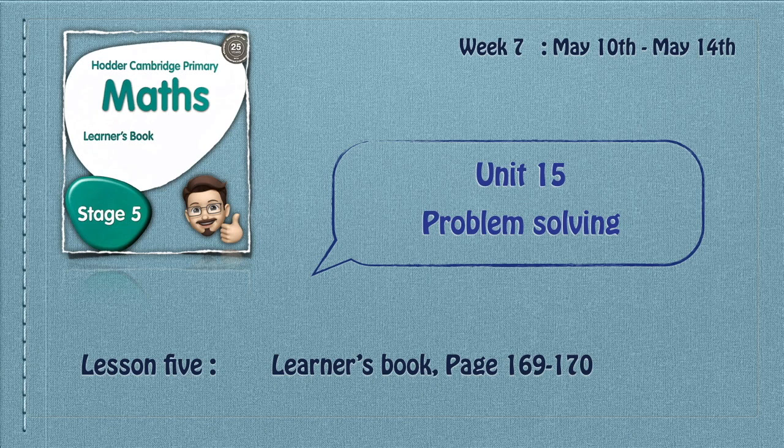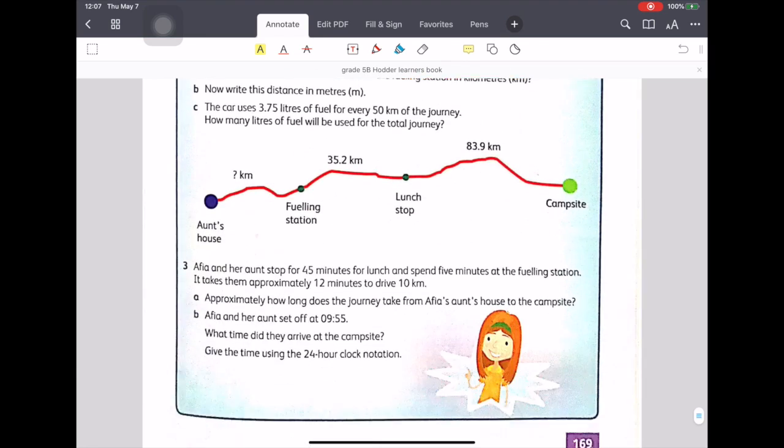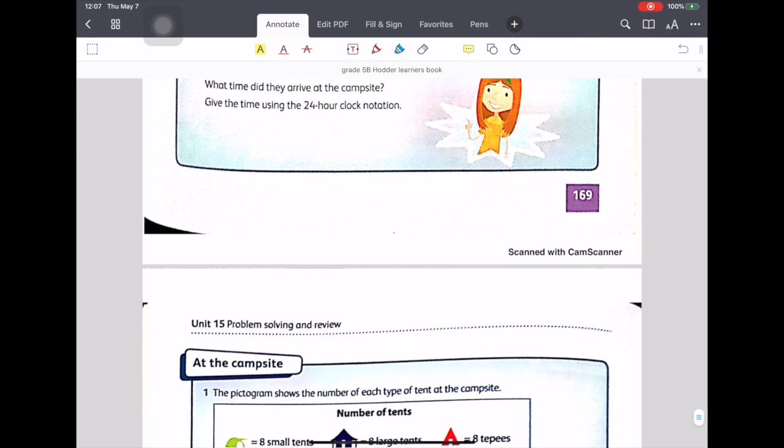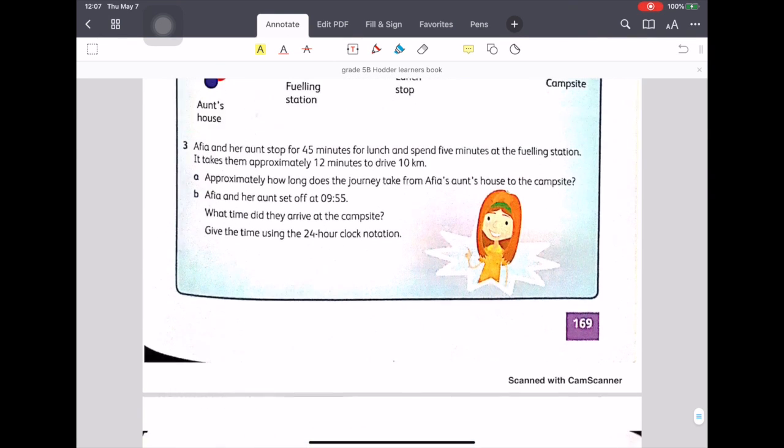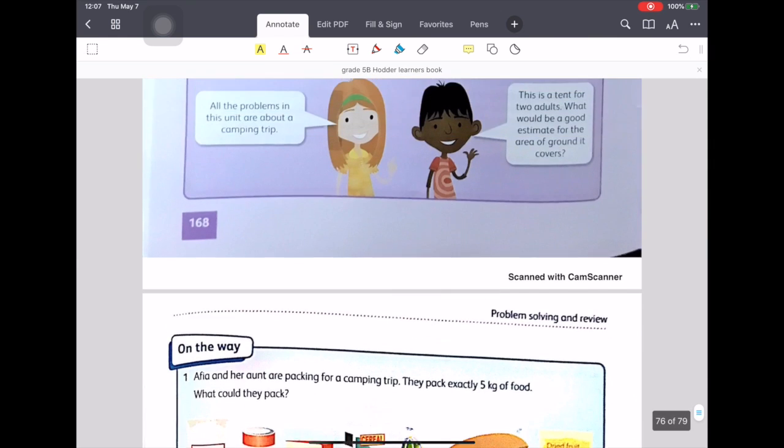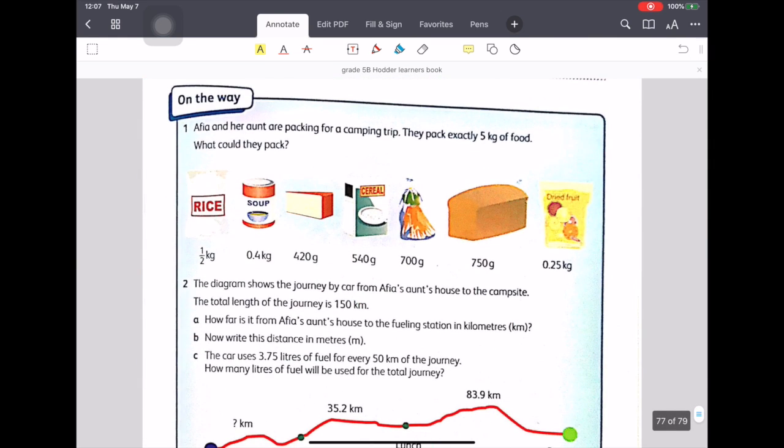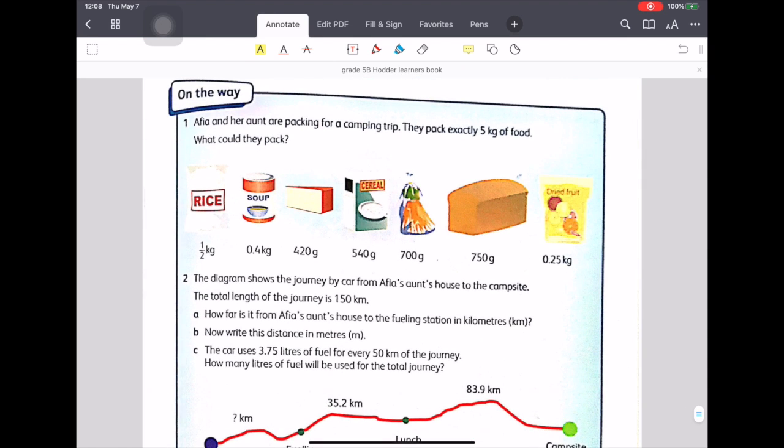Today is lesson 5 and we're going to cover pages 169 and 170, which is going to be about problem solving. Grab your books, your copybooks, and let's get started. Okay, we have a series of questions on page 169, which is about the journey that Afia takes from her aunt's home to the campsite. We're going to answer the questions related to this journey.